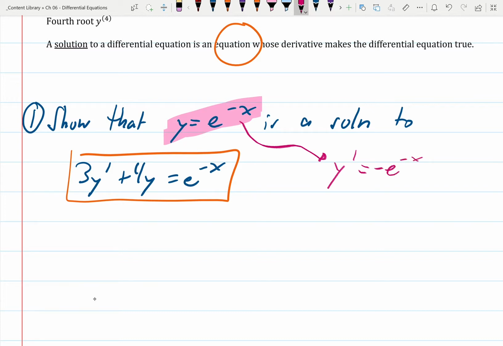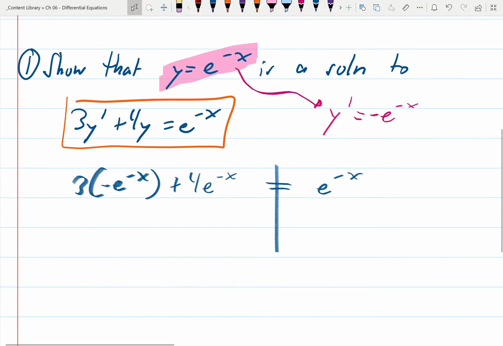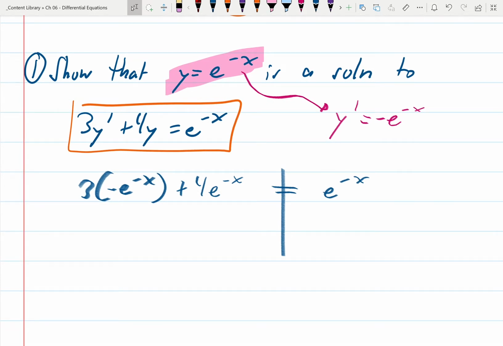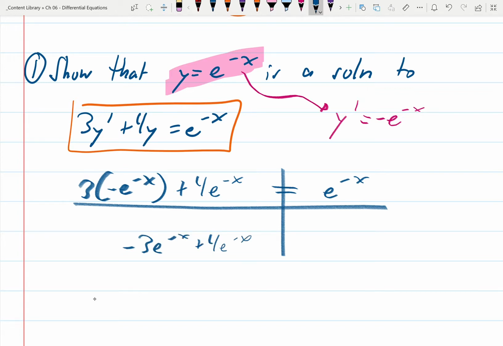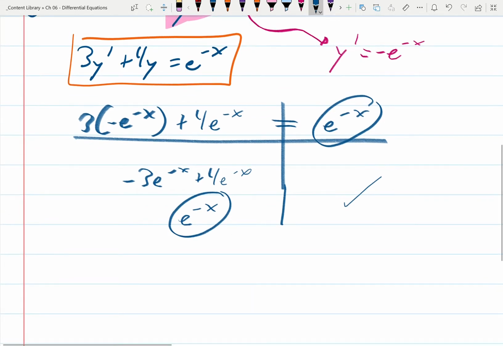Then we're just going to substitute 3 times negative e to the negative x plus 4 times e to the negative x. I do this in more of a trig proof style, where I put a little bar here, equals e to the negative x. That way I'm not moving things around, I'm just plugging them in and seeing if the left side is equal to the right side. When they are, I'm going to circle them. So negative 3e to the negative x plus 4e to the negative x is e to the negative x. And yes, this is a solution. Let's do another one.